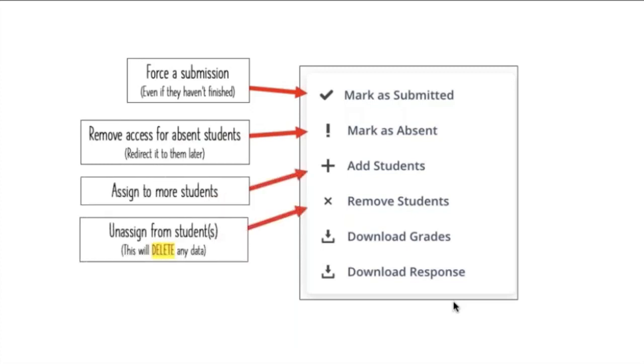Now, if you remove kids, that deletes the data. So if they took it and you remove them, that data is gone. This would just be like you grabbed the wrong kid from the wrong class, or somehow you've messed up and they shouldn't have that test at all. That's the only reason you'd remove them, okay? And then, you know, there are some download options.